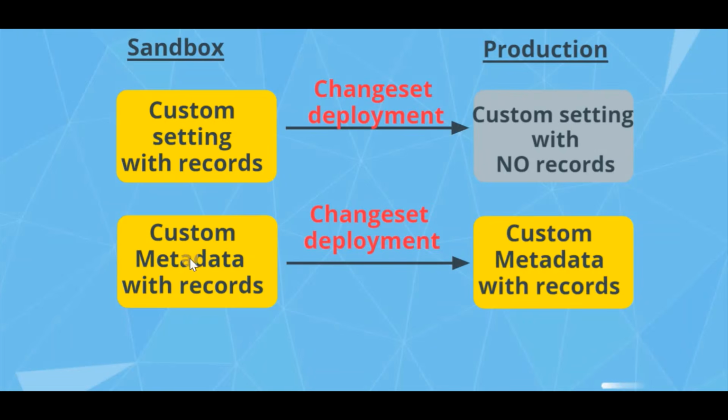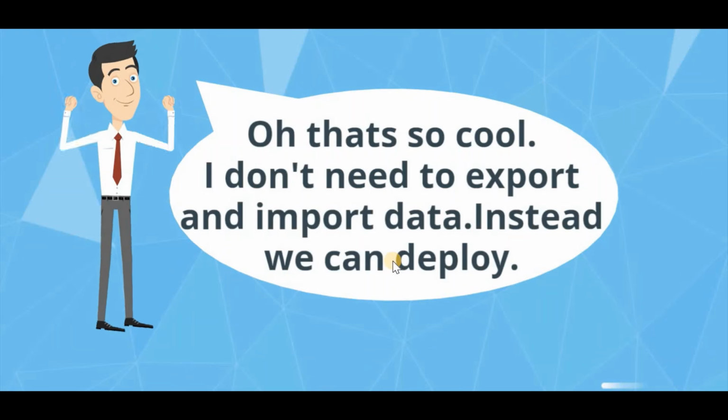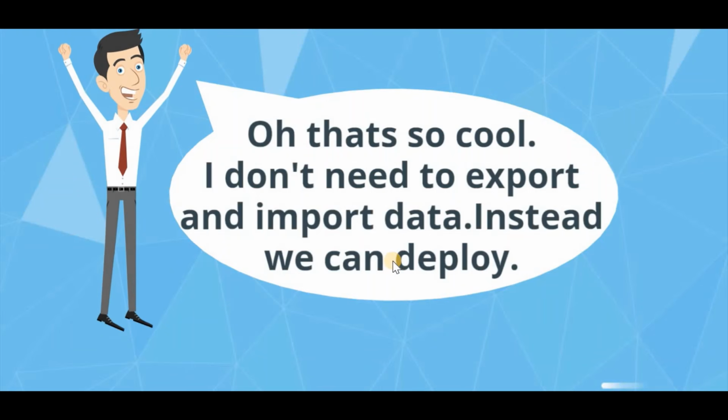But when it comes to custom metadata, which has records, you can deploy custom metadata along with records with a change set, which means we can deploy custom metadata along with its records to the production environment, or for that matter any environment, in the change sets. This is the biggest advantage, which any other thing, for example custom object or custom setting, cannot do. Oh, that's so cool. I don't need to export and import data. Instead, we can just deploy, right? We don't need to export and import the data again and again in terms of custom metadata. This is the biggest advantage that we have.